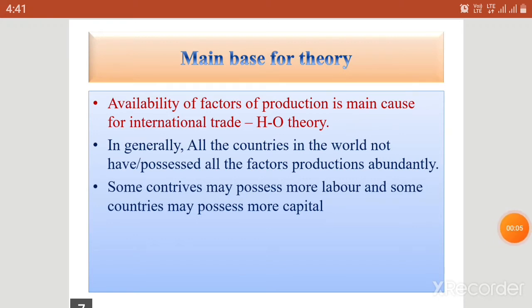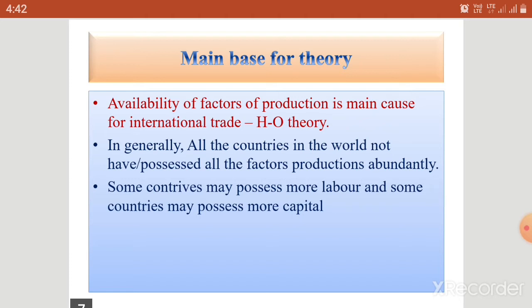So the main base for the theory is the availability of factors of production according to the Heckscher-Ohlin theory. The Heckscher-Ohlin theory gives importance to the availability of factors of production. According to this theory, the availability of resources is the cause for international trade. This can be understood thus: generally, all the countries in the world may not possess all the factors of production abundantly.